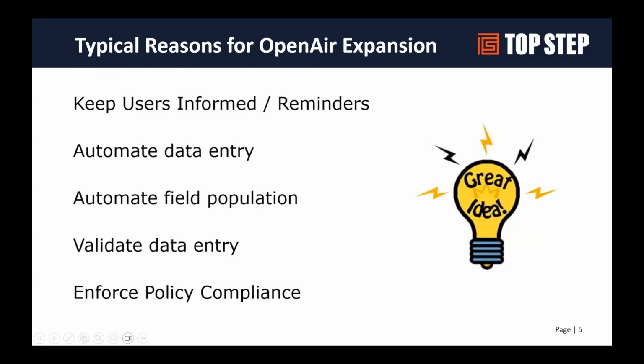So what are some of the things we typically see where customers want to expand their OpenAir usage, where they are running into walls? Reminders, keeping users informed, that's a typical one. We'll talk a little bit more in detail about each of these. Automating data entry, automating field population, another one. Validating data entry is really important. And then enforcing policy compliance. So we'll dig a little bit into each of these topics and give you some examples of where we see opportunities for improvement or ideas we've gotten from other customers.